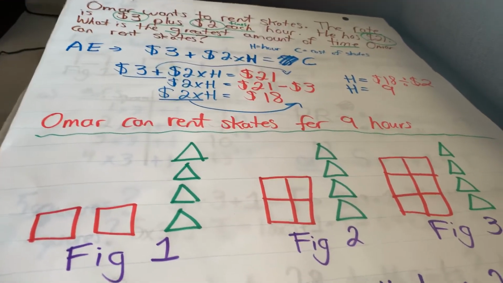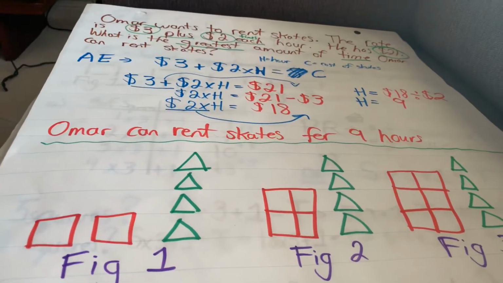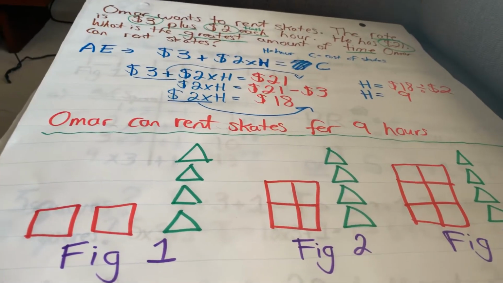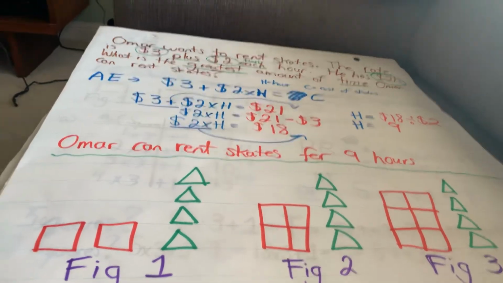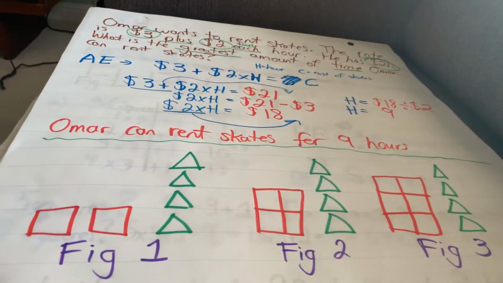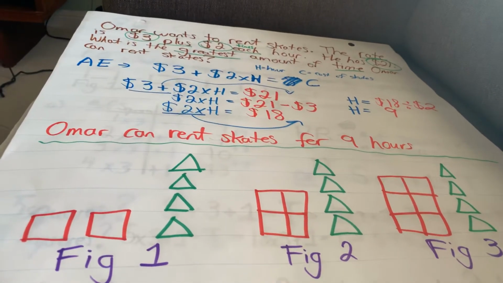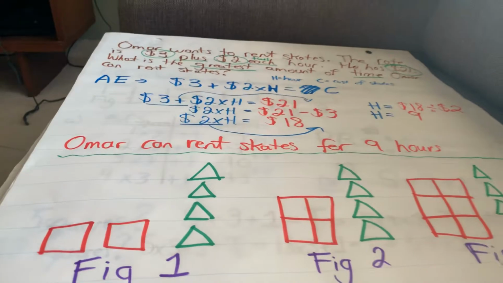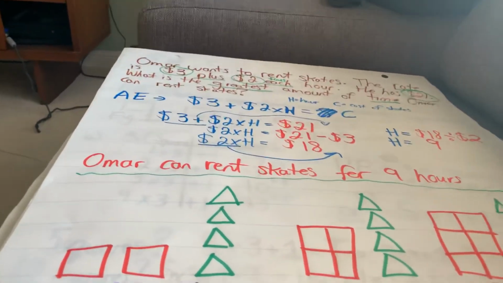Figure 1 has 2 red squares and 4 green triangles. Figure 2 has 4 red squares and 4 green triangles, and figure 3 has 6 red squares and 4 green triangles. So in all of this, what's not changing? The number of green triangles. It's always 4. So that tells us that our constant is going to be 4. We're going to be adding 4 to something.